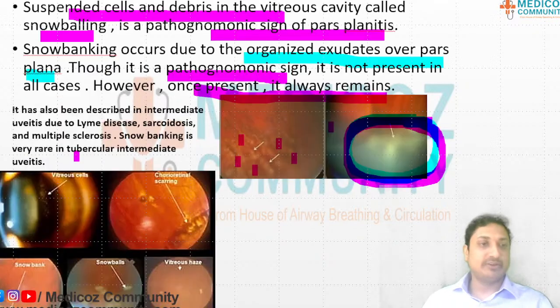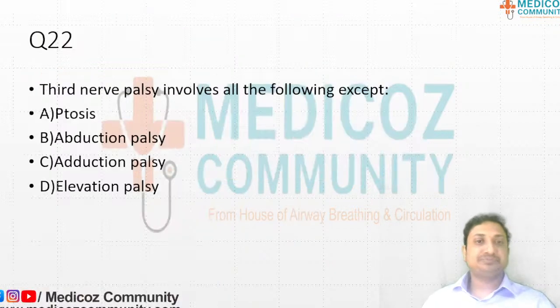Hope everybody is clear with what is snowballing, what is snow banking. Okay, in this figure you can see some more features seen in uveitis like chorioretinal scarring, vitreous cells. Again, there are snowball, snowbank, and vitreous haze. Okay, moving on to next question.